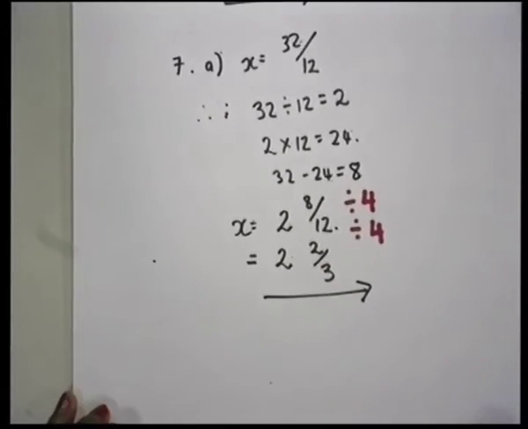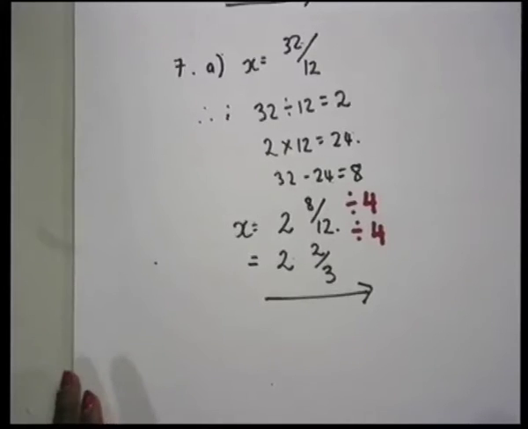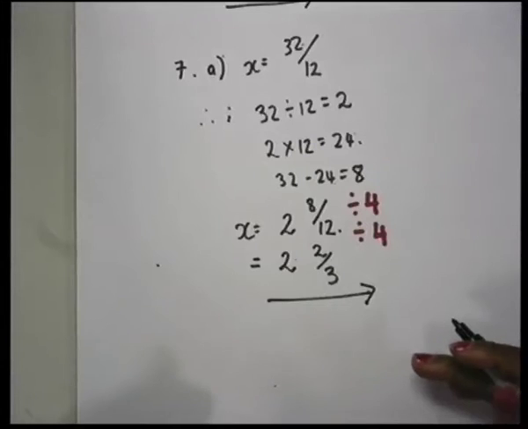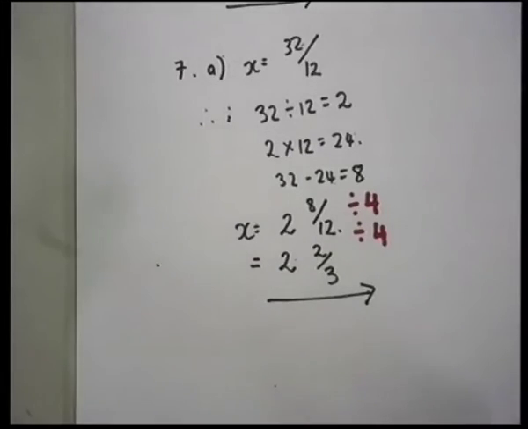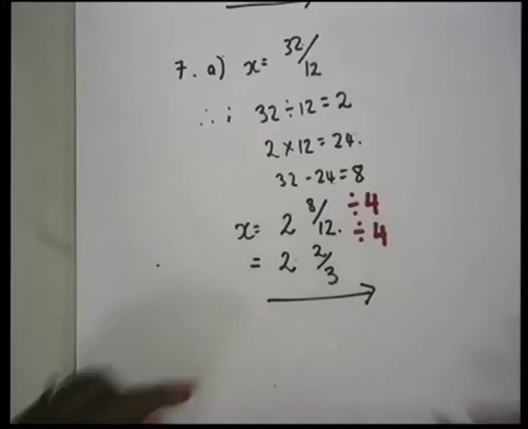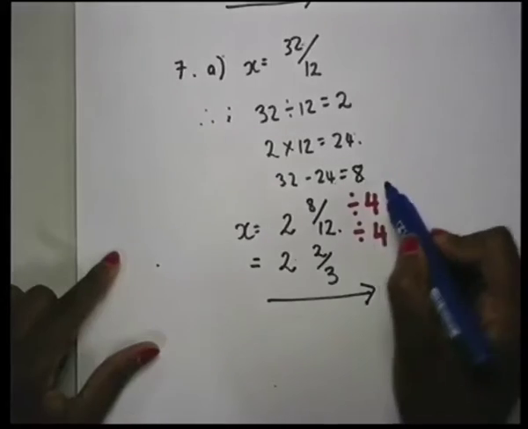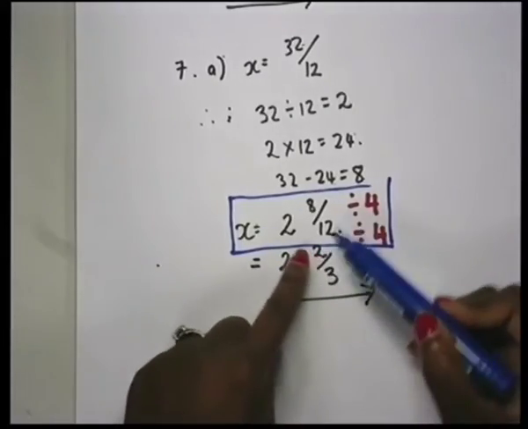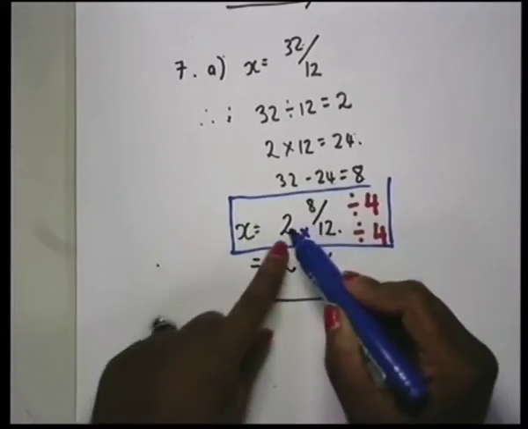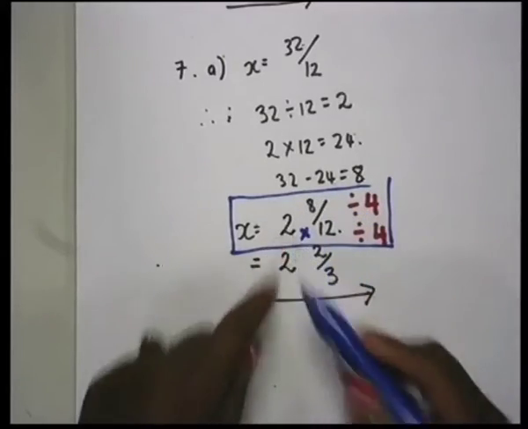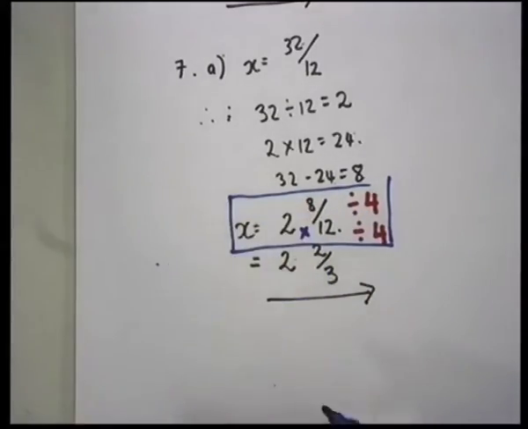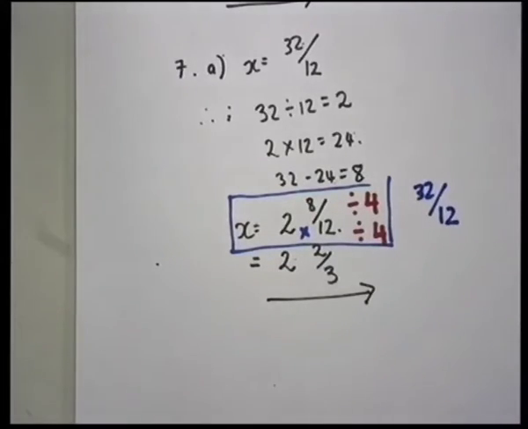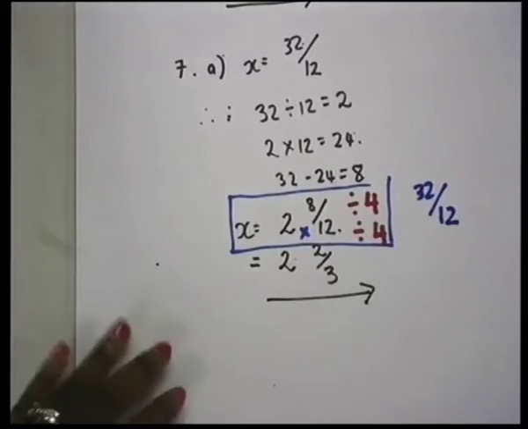A way that you can also check whether your answer is correct is by doing a reverse calculation. I want us to concentrate on this part over here. All you do is say 12 times 2 plus 8. Now 12 times 2 is 24, plus 8 is 32, which would then be 32 over 12. That is how you check yourself to make sure that yes, your answer is correct.